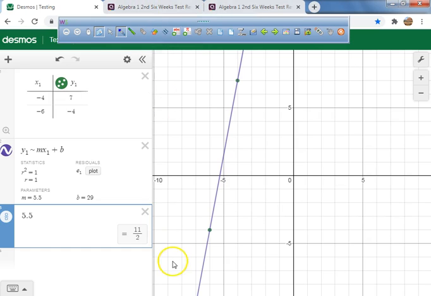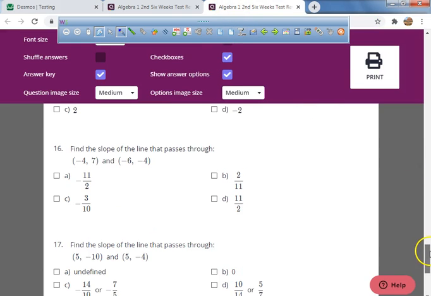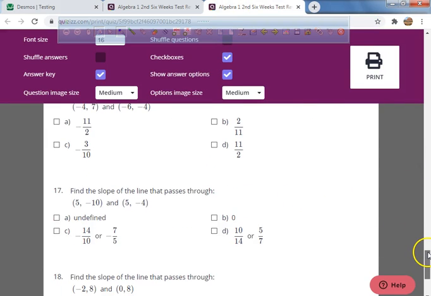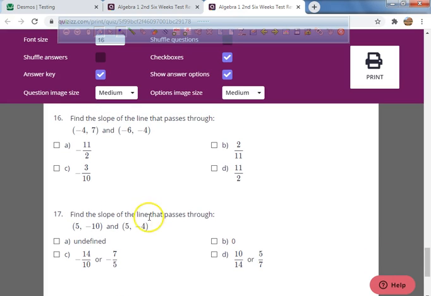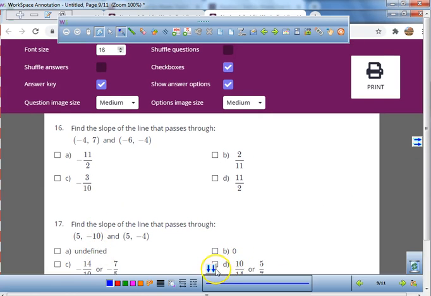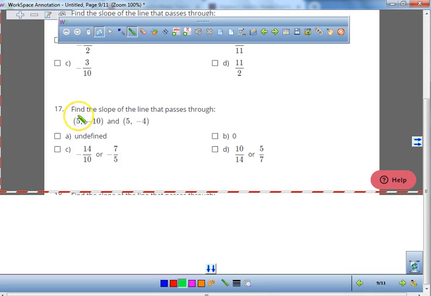We have one more. I'm going to see if you guys can do this, okay? Last one. So, yes, the answer was 11/2. Let's check this out. You guys ready? It says, find the slope of a line that passes through these 2 points. So we're doing number 17, guys. All right, can you try those right there? Those 2.